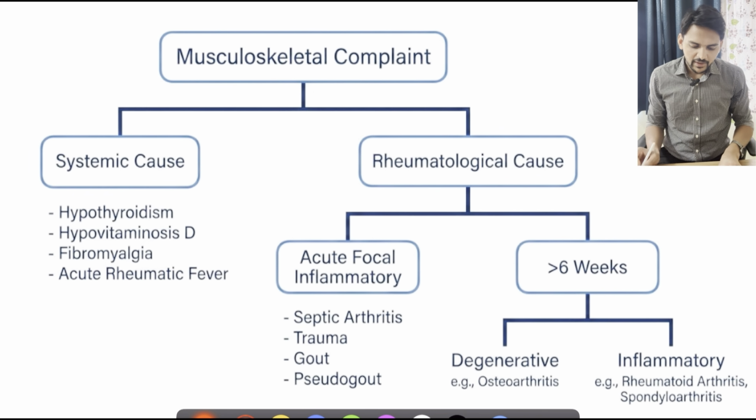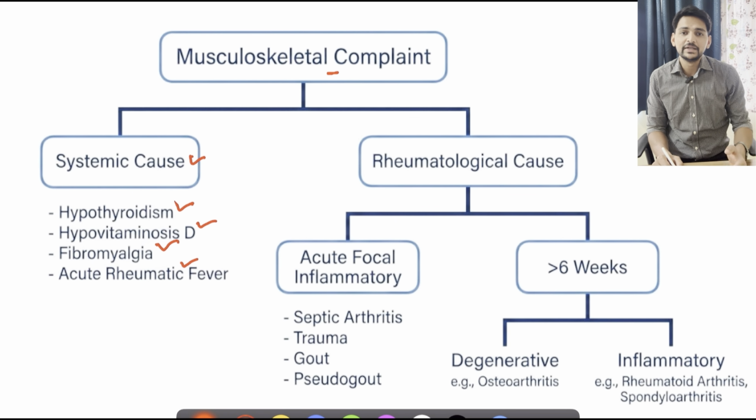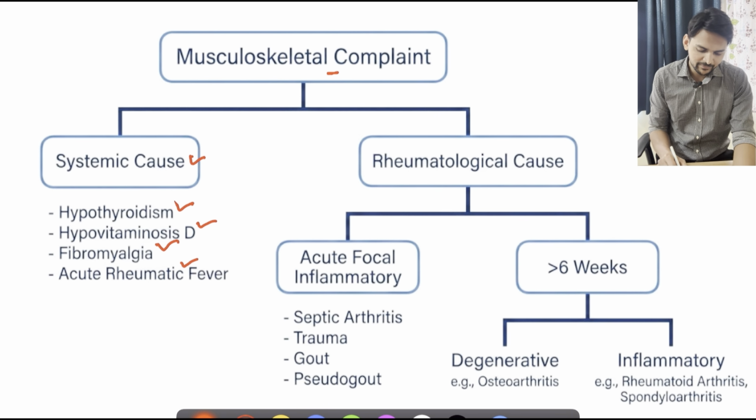So as mentioned, for any individual presenting with a musculoskeletal complaint, first we have to decide whether it is because of some systemic cause. For example, are there features of hypothyroidism or vitamin D deficiency, even fibromyalgia, or sometimes acute rheumatic fever leading to such musculoskeletal complaints. Based on these, we look for other features and get the necessary investigations done to rule out a systemic cause. Once this is done, then we can focus upon the rheumatological causes.